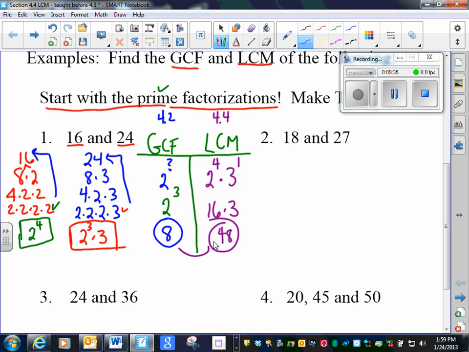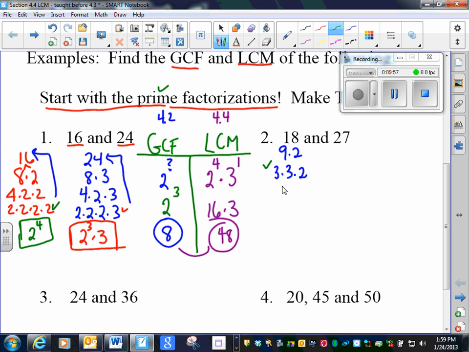Let's do another one. Let's do 18 and 27. For 18, I'm going to start with the prime factorization, 9 times 2, 3 times 3 times 2. I've got all prime numbers. I'm ready to do my check. 2 times 3 is 6. 6 times 3 is 18. I'm good to go.